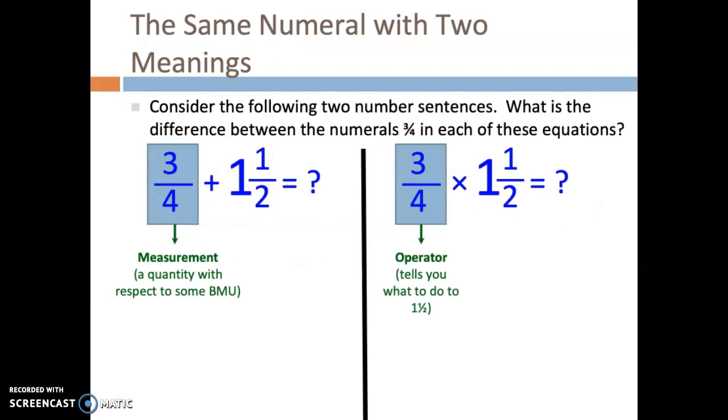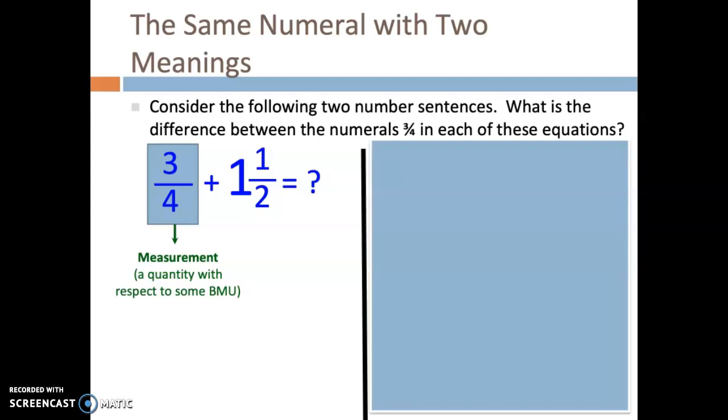The same numeral with 2 meanings. Okay, so let's consider the following 2 number sentences. What is the difference between the numerals 3/4 in each of the equations? So the first equation is 3/4 plus 1.5.